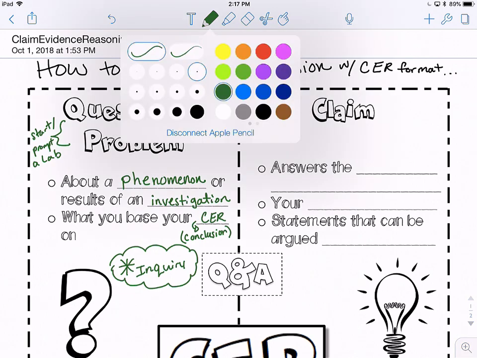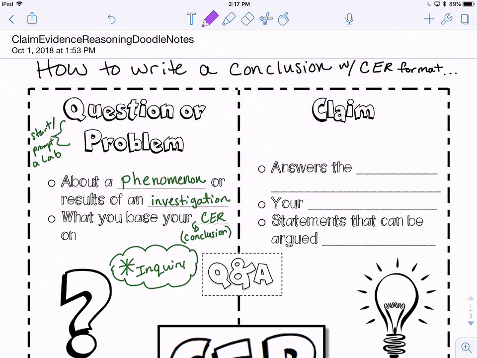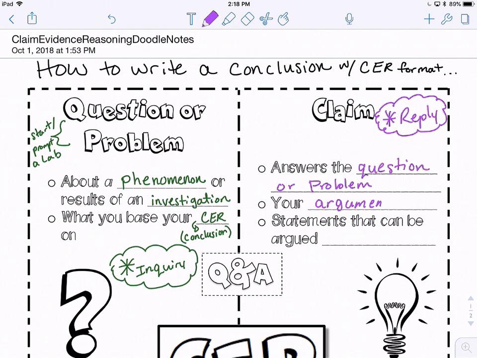So when we're first talking about a claim, you can think of it in shorthand as simply your reply to the question. It's going to answer the question or problem. The claim can essentially be your argument, depending on if it's something you need to argue or not. Your claim can also simply be the statements that can be argued for or against.